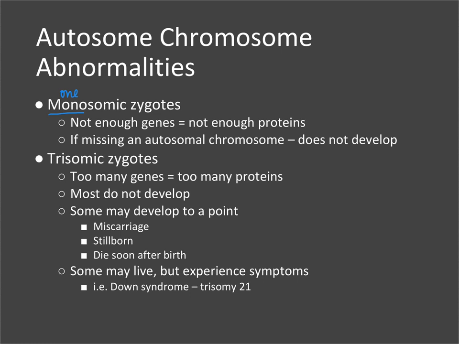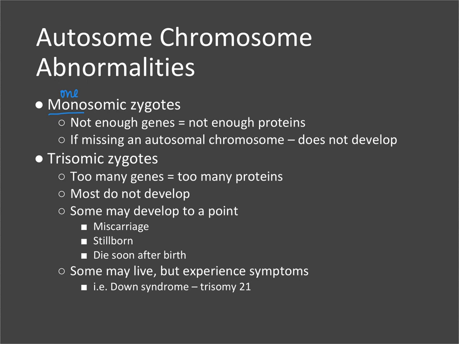Now, monosomic zygotes typically just don't develop because there aren't enough genes present. Remember that genes are just recipes for how to make proteins. So if the gene is missing, the cells don't have the information necessary to make proteins. And if they're not making enough proteins, they're not going to develop properly.